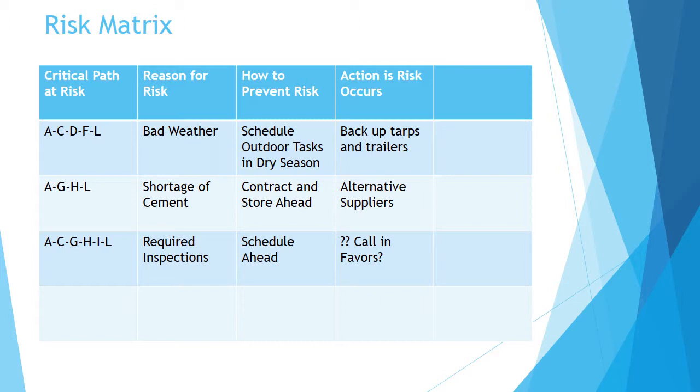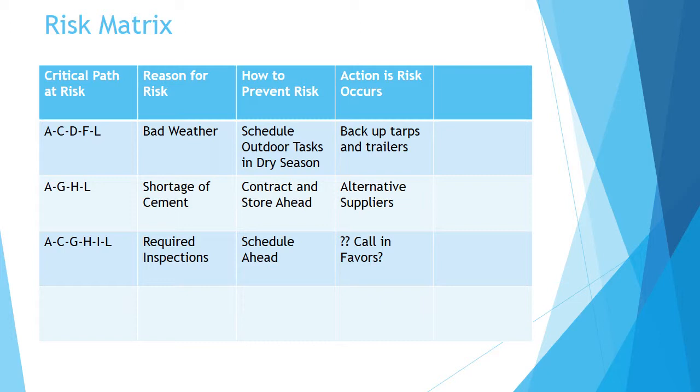Now, I had a second critical path, A, G, H, L, that worked its way through my project. And here, because it's a construction project, one of the reasons was there might be a shortage of cement available when we needed it. Okay? So one of the ways we were going to deal with that is to contract and, in a sense, store ahead some of the concrete so we know there would be enough available, that we wouldn't run out of local availability.